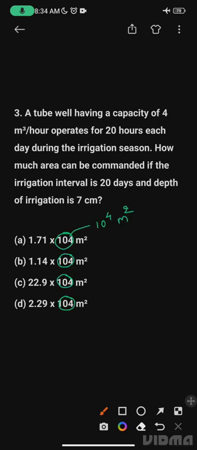3. A tube well having a capacity of 4 meter cube per hour operates for 20 hours each day during the irrigated season. How much area can be commanded if the irrigation interval is 20 days and depth of irrigation is 7 centimeters? Option A 1.71 into 10 to the power of 4 meter square, B 1.14 into 10 to the power of 4 meter square, option C 22.9 into 10 to the power of 4 meter square, D 2.29 into 10 to the power of 4 meter square. Option D.